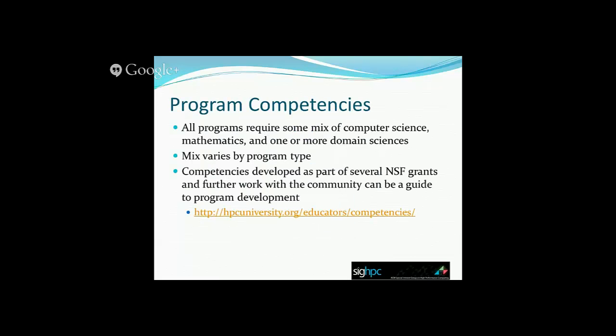All the programs require some mix of computer science, mathematics, and one or more domain sciences. So they have that in common. The mix of those varies by program type and by each institution. One way of looking at these is by a set of competencies that we developed as part of several NSF grants, and we've done further work with the community to help guide program development. And I'll try to make a link to those now, and hopefully we will get there.